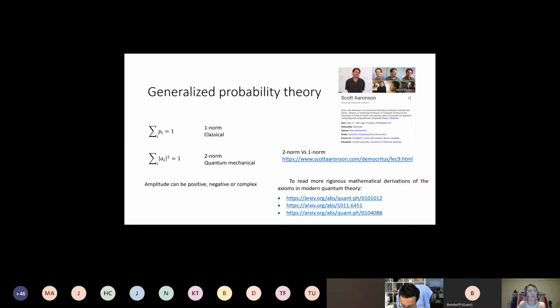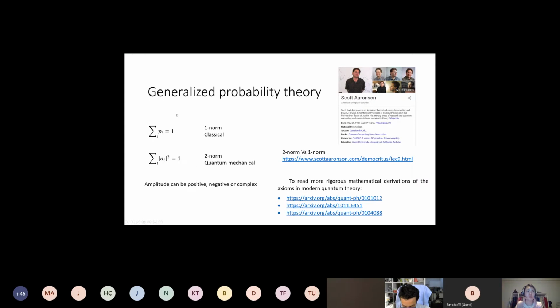For a more formal description of classical and quantum probability theory, Scott Aaronson has given quite a lot of interesting write-ups and lectures in his own works, so I recommend you look it up. It is called the 1-norm for the classical case and the 2-norm for the quantum mechanical case.